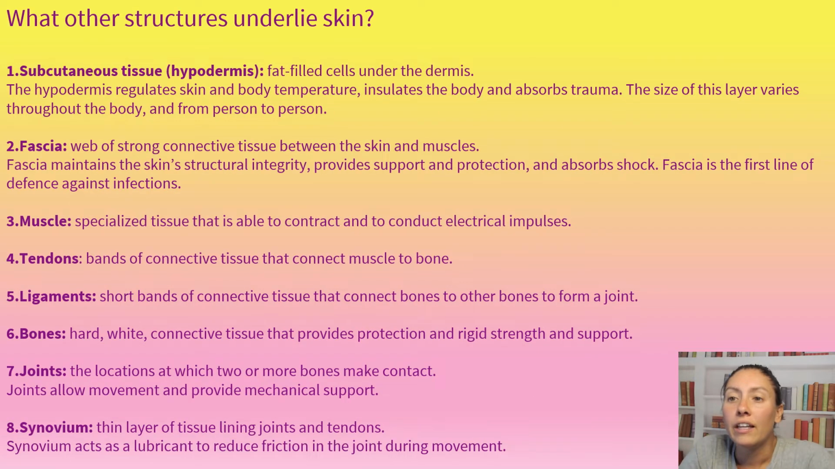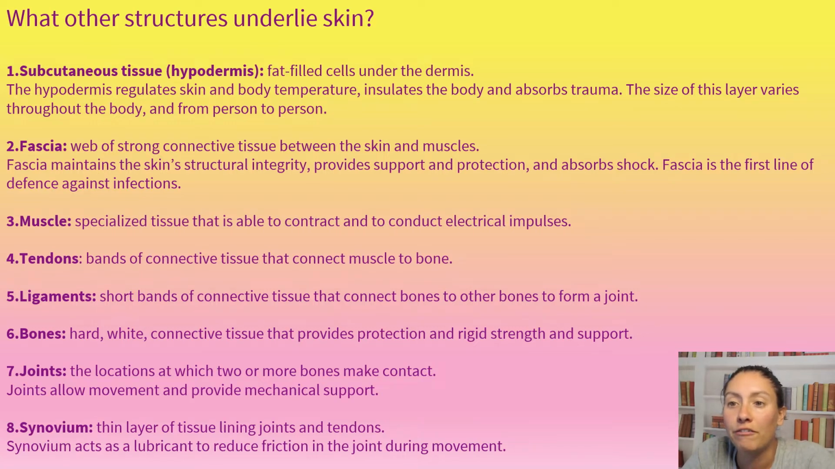Okay, so what other structures underlie the skin? We have our subcutaneous tissue. This is our fat-filled cells under the dermis, okay? So directly under the skin, we have a layer of fat. This regulates the skin and body temperature. It insulates the body. It absorbs trauma. The size does vary throughout the body and from person to person.